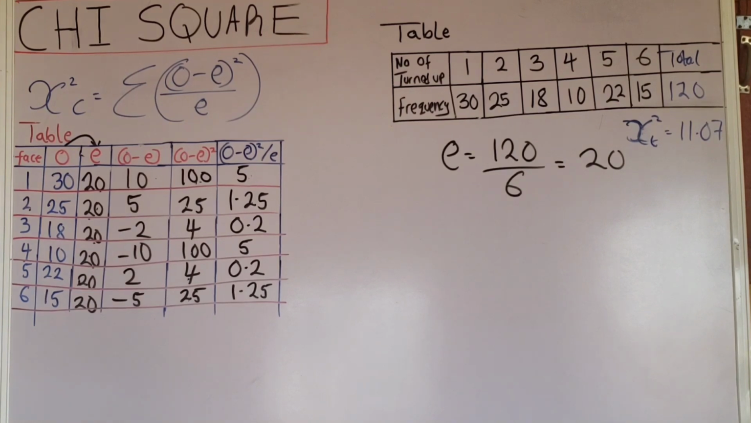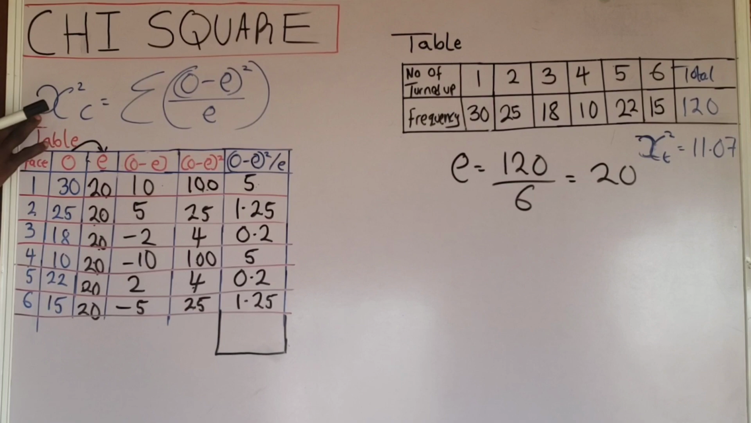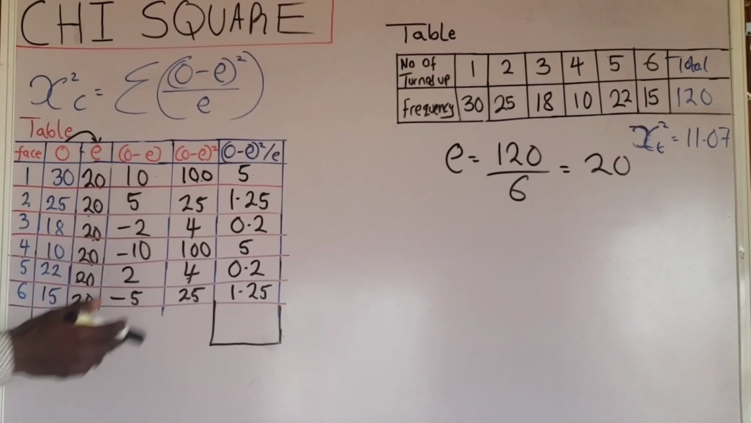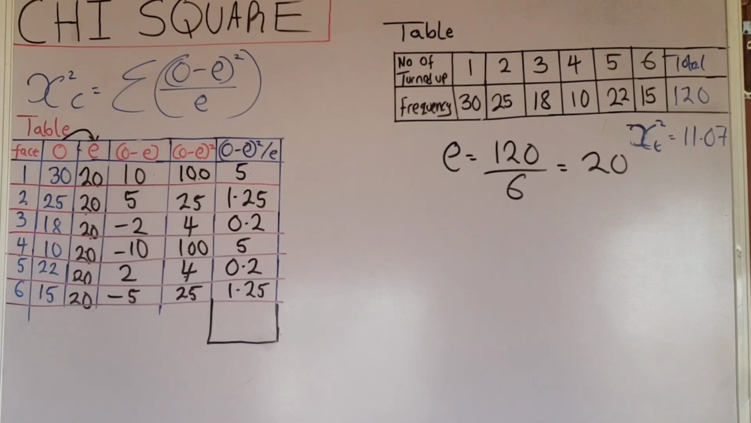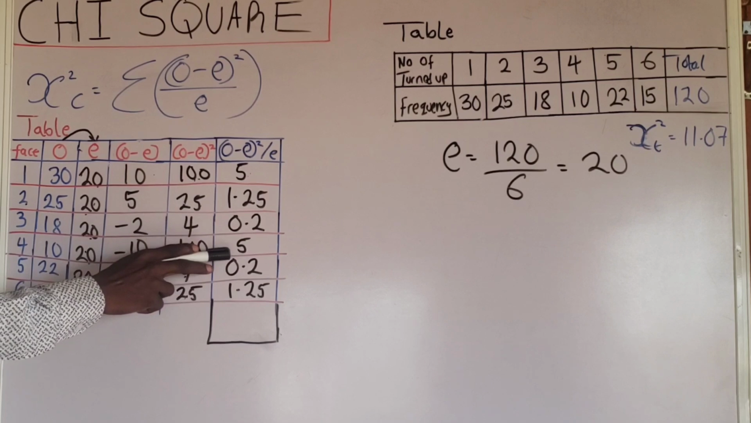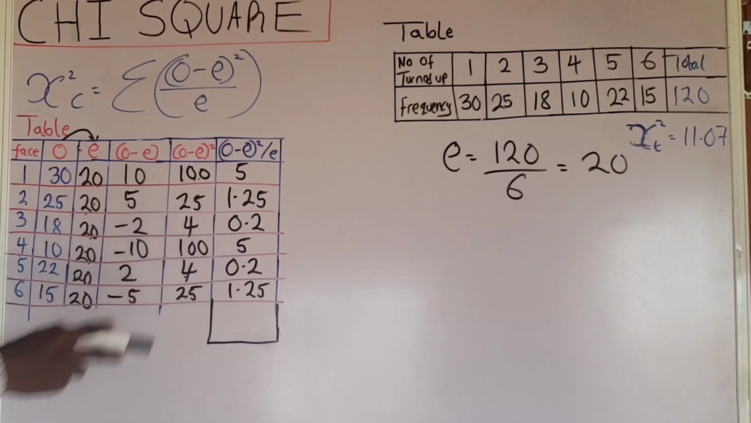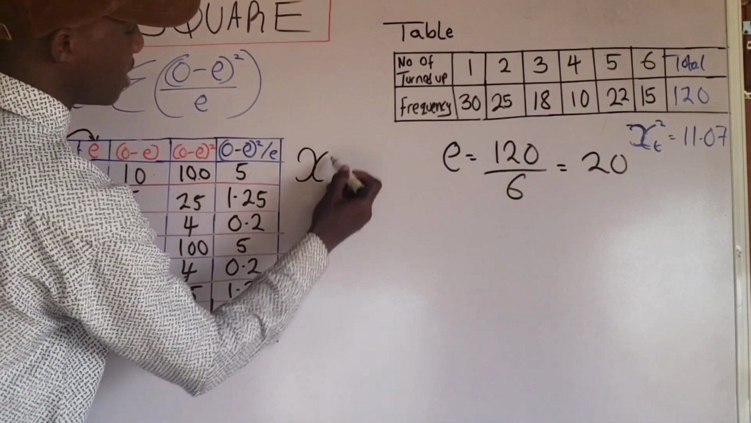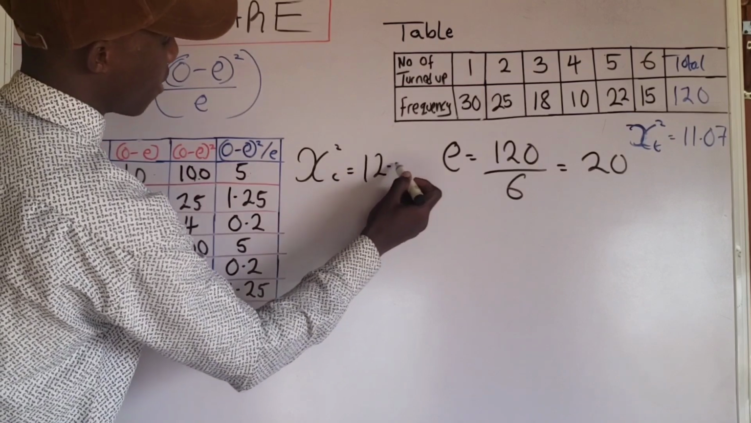If you are dealing with this in the exam hall and you get to a point where you are confused, just make use of a calculator. Now remember that the formula for chi-squared is the summation of observed minus expected, squared, all divided by expected. So we need to sum all these values together. I'm going to have 5 plus 1.25 plus 0.2 plus 5 plus 0.2 plus 1.25. That will be 12.9. Hence, the calculated chi-squared is equal to 12.9.